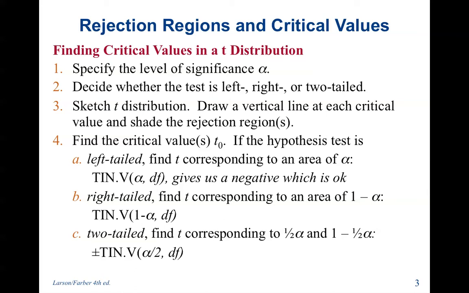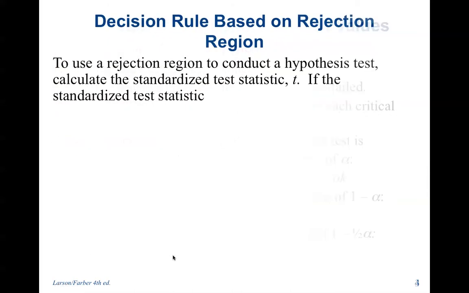If the hypothesis test is left-tailed, then we use T.INV, alpha, degrees of freedom. This is going to give us a negative, but that's what we want because it's left-tailed. Right-tailed, we use 1 minus alpha, degrees of freedom. This should give us a positive. And for a two-tailed test, we have to do alpha divided by 2 because there's 2 of the tails, and then our degrees of freedom.